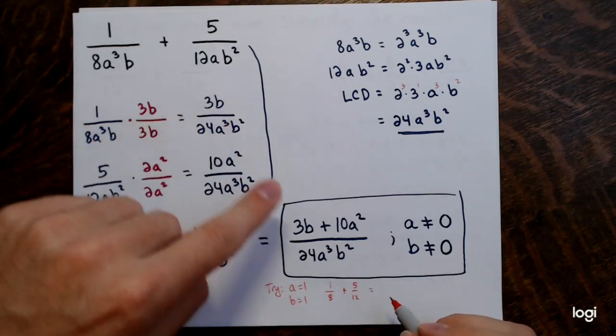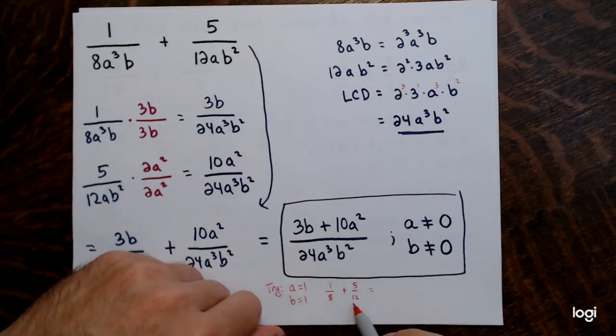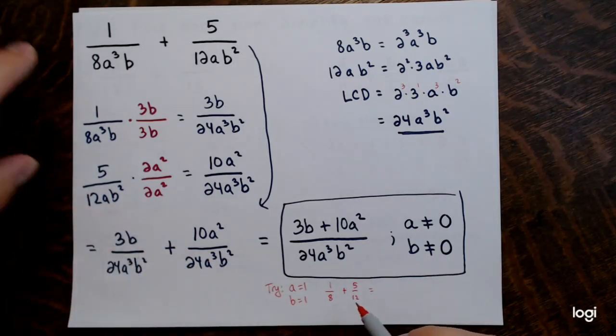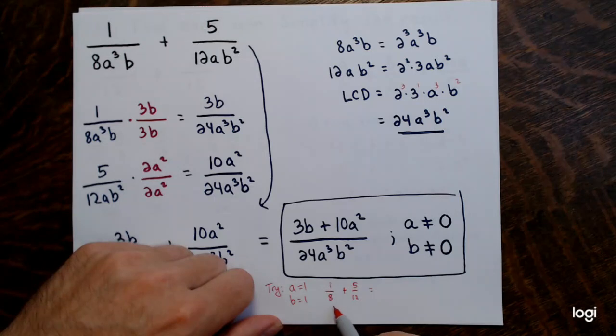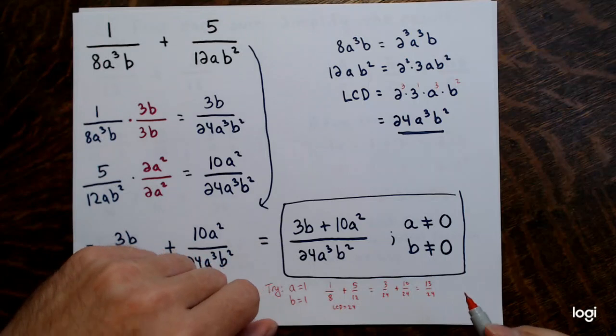And before I get to this one here, let's see what this will be. Now we saw we need the same denominator. I'm hoping you're seeing here that the LCD would be 24. So I'd multiply the first fraction by 3/3, that'd be 3/24, plus, and then I'd multiply this fraction by 2/2, that'd be 10/24, and we'd get 13/24. That's the first fraction plus the second one.